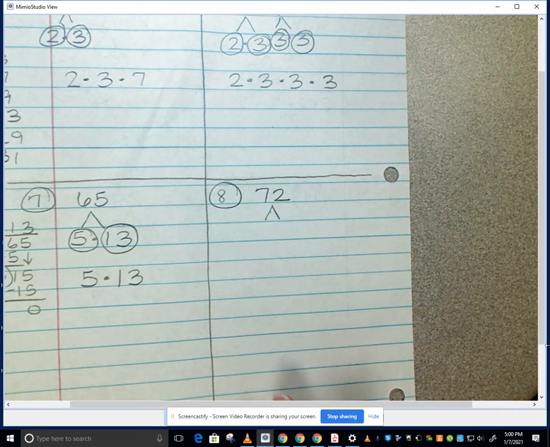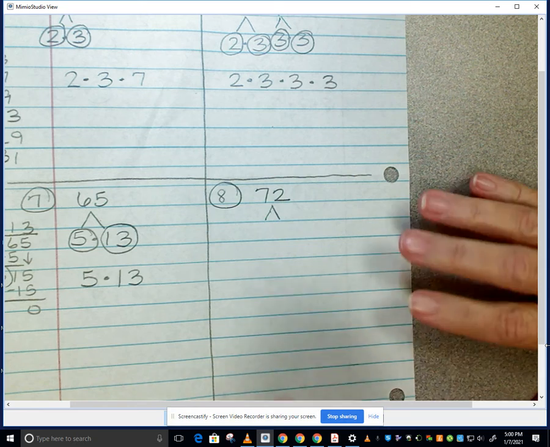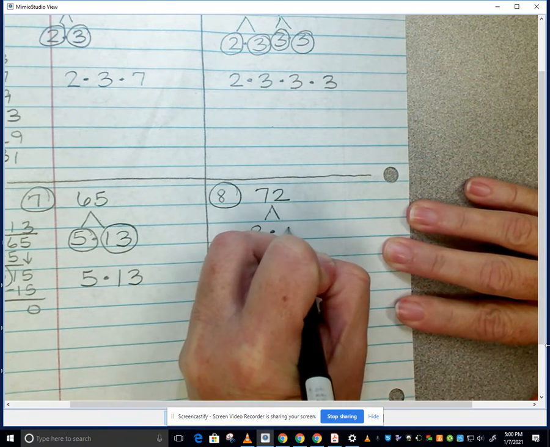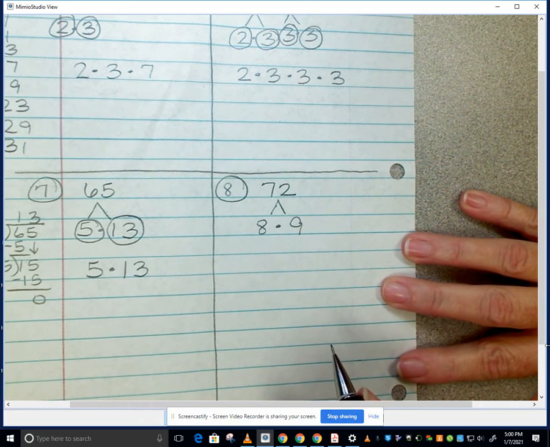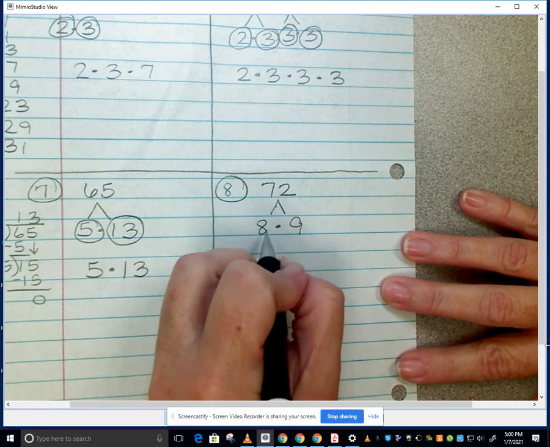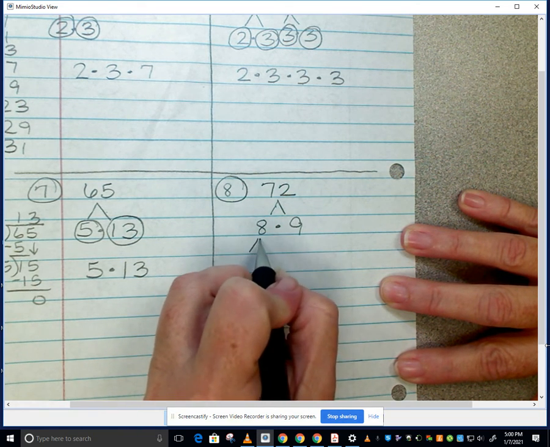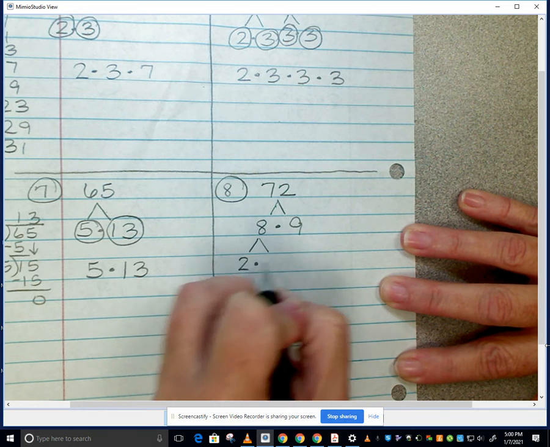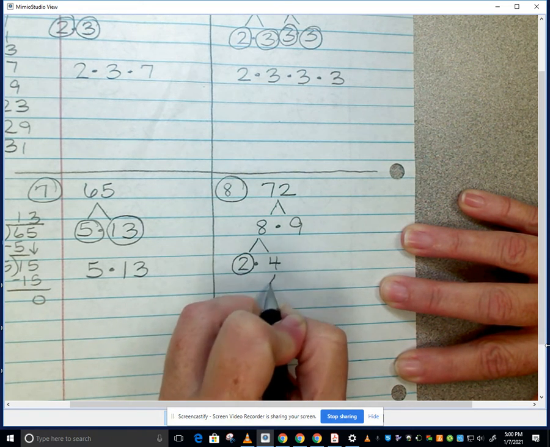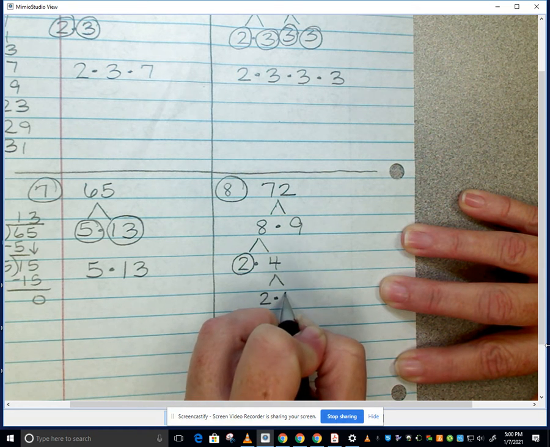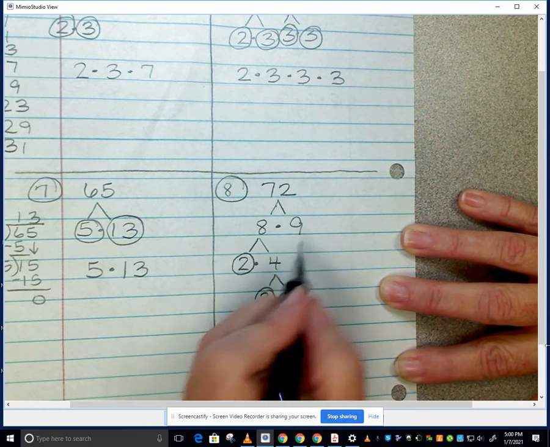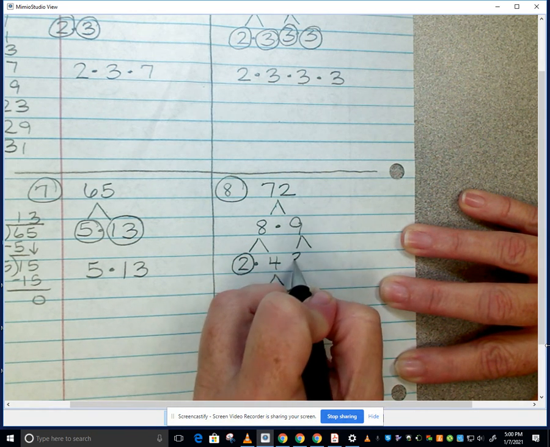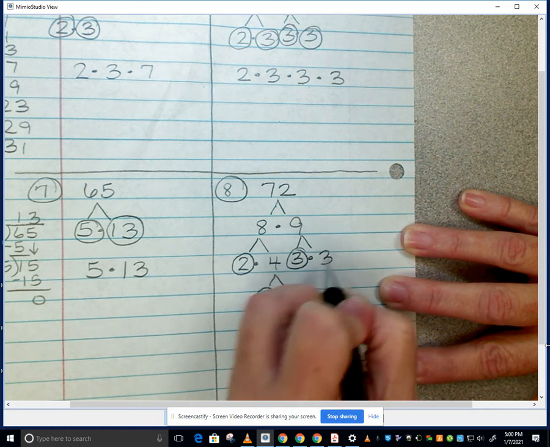Okay, our last one, 72. I know it's an even number, so I can definitely do 2 times something. But immediately I'm thinking about 8 times 9. I'll use that. See, this is something that will also reinforce these multiplication skills. All right, 8 is even, so I'll definitely branch it. 2 times 4. 2 is prime. 4. 2 times 2. Prime, prime. Let's do 9. 3 times 3. Prime, prime.